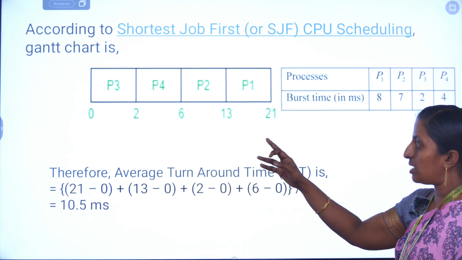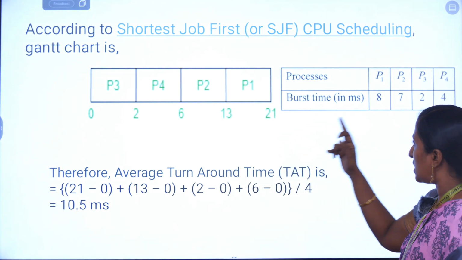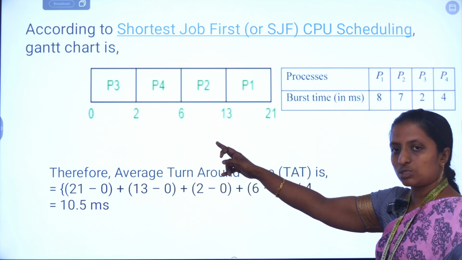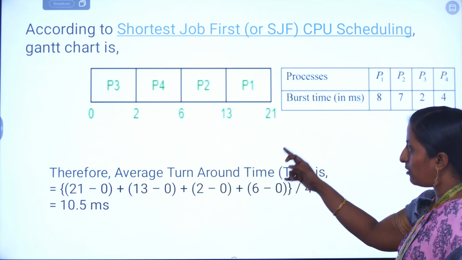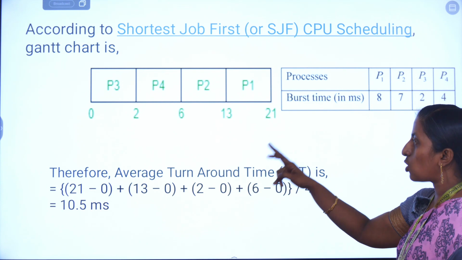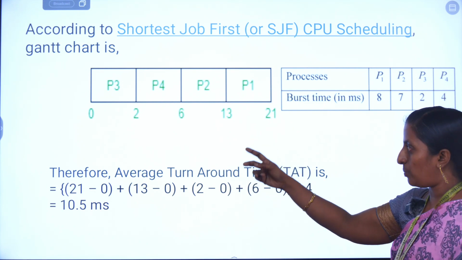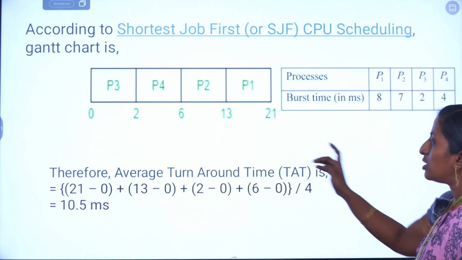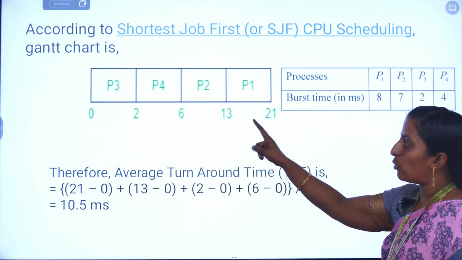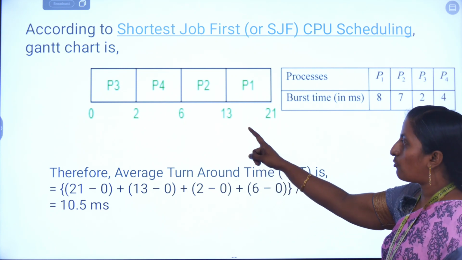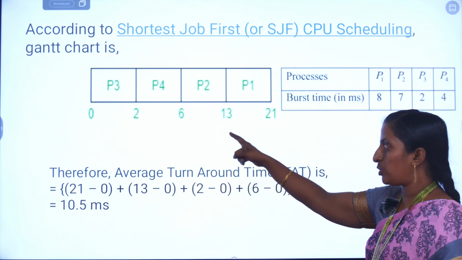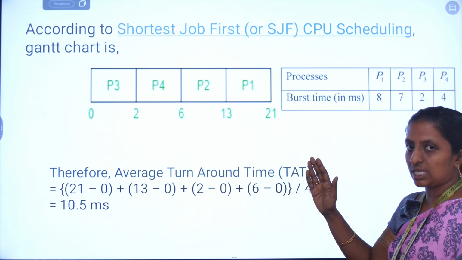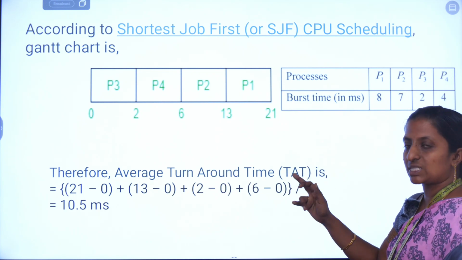Initially P3 starts at time 0 and its execution time is 2, so you put the number 2 at this place in the Gantt chart. Next P4 enters the CPU. Already 2 milliseconds are over for P3. The execution time for P4 is 4. So already 2 is completed, and P4 has 4 execution time, so 4 plus 2, 6. That's why you use 6 here. So P3 is completed at 2 milliseconds and P4 is completed at 6 milliseconds.